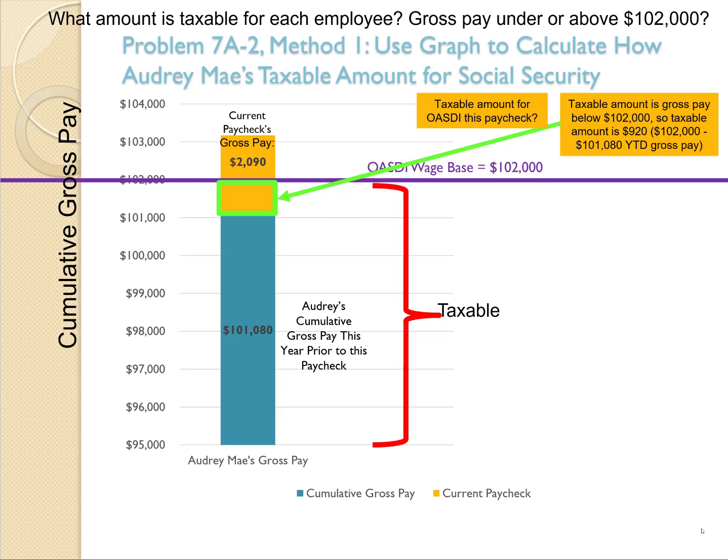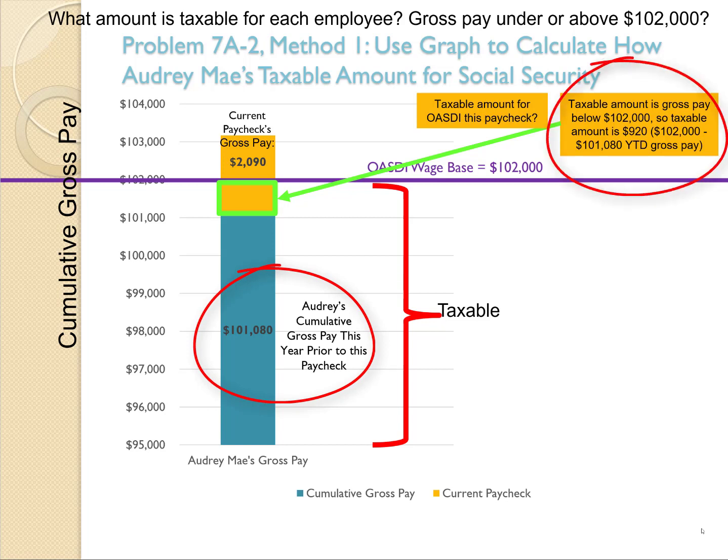How do we calculate that? You're going to take the wage base, $102,000, and subtract what she has already been paid prior to this, which is $101,080. So take $102,000, subtract $101,080, and you get $920 is taxable for this paycheck. That's the taxable portion of this paycheck for OASDI.